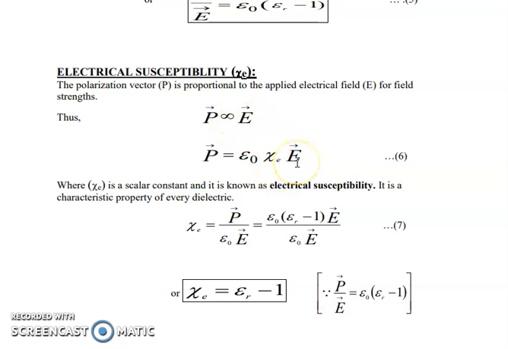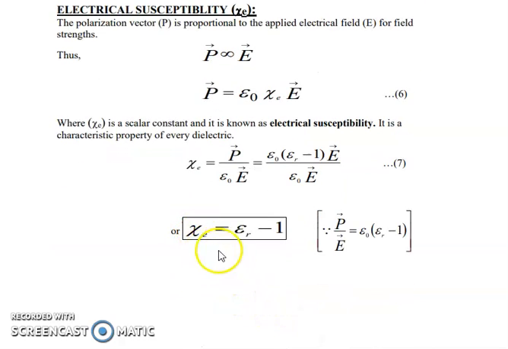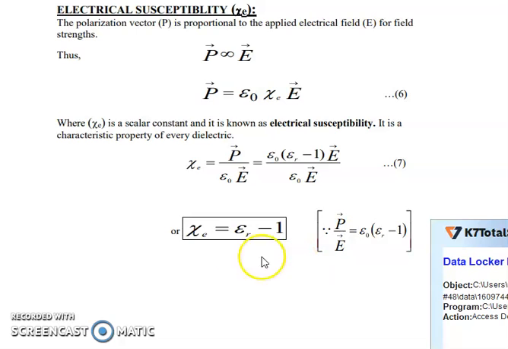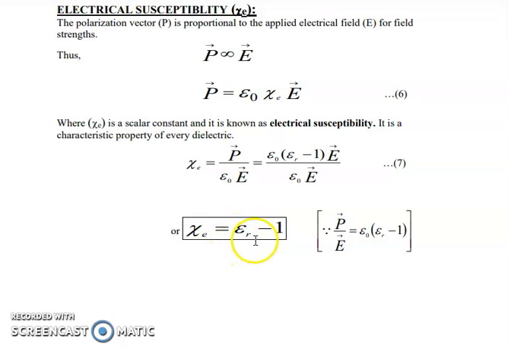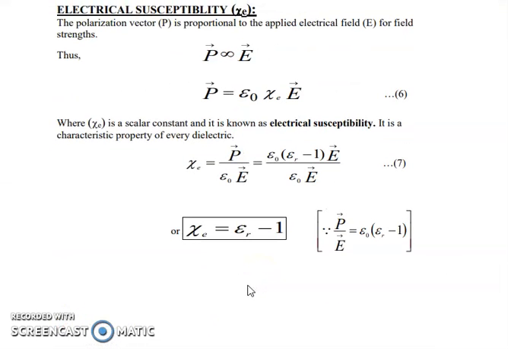Apart from that, you have this E. Already we have seen P by E is epsilon naught times epsilon r minus 1. So chi E is nothing but P by epsilon naught E. Instead of P by E, let us substitute equation 5, epsilon naught times epsilon r minus 1. Then we have this epsilon naught, so epsilon naught gets cancelled. We will have chi E is equal to epsilon r minus 1. This is the relation between electrical susceptibility and relative permittivity, otherwise known as dielectric constant. So these are the basic definitions when we consider dielectric materials.